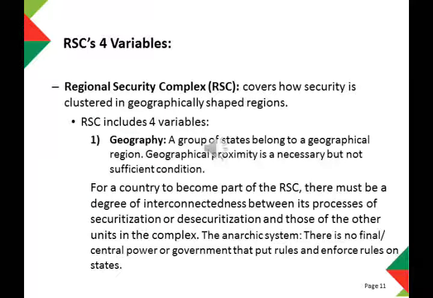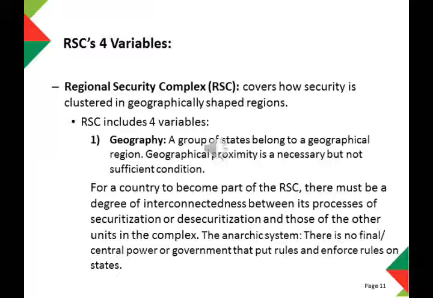Based on the previous definition, a regional security complex includes four variables or four indicators, including geography or geographical proximity, the anarchic system, power polarity, and security interdependence. With regard to geography or geographical proximity, a regional security complex refers to a group of states belonging to a geographical region. So geographical proximity is a necessary but not sufficient condition for forming a regional security complex.